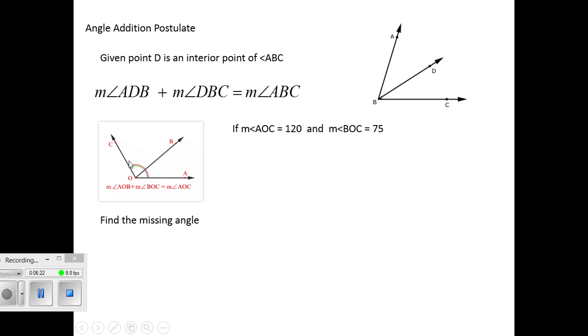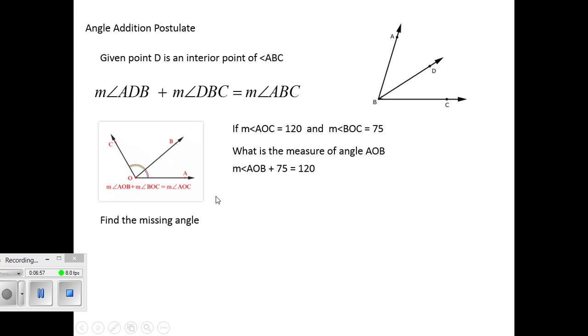So in here, as you can see, the measure of angle AOB plus the measure of angle BOC is equal to the all-inclusive angle AOC. So let's throw some values out at you, okay? Angle AOC, the biggest all-inclusive angle, this sweep here, is 120 degrees. Angle BOC, this sweep here, is 75.